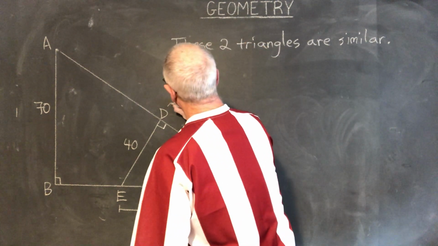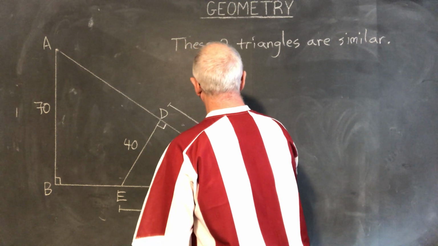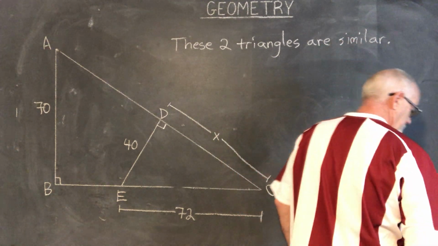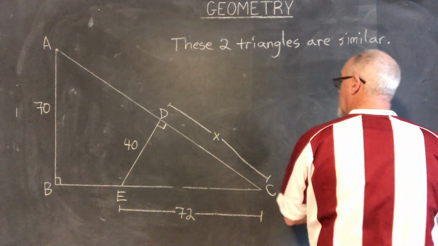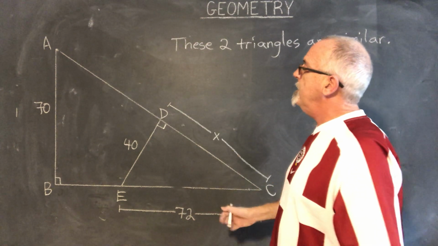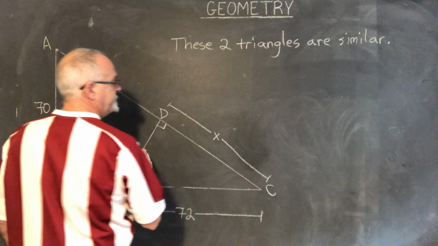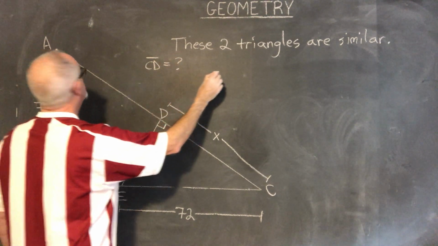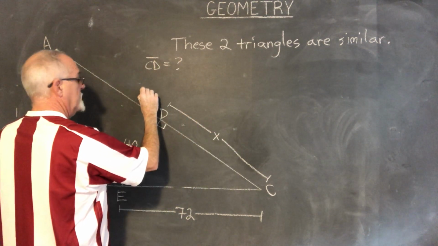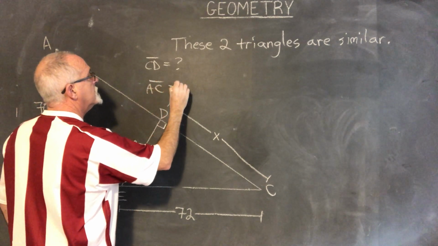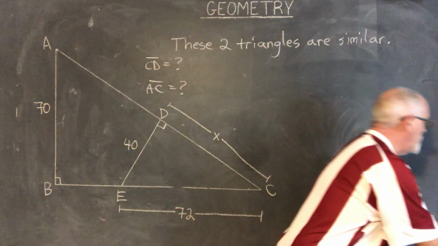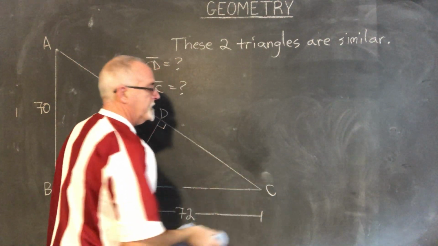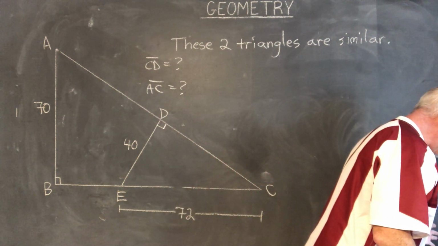So this one is a value I want us to find. I'll call it X. Those lines aren't drawn very well. And I also want to know the length of the entire hypotenuse AC. So I'll just say this: CD equals question mark and AC equals question mark. There, then we can see better what we need. We want to find those. And I'll get rid of this thing. Okay, I think I have everything I need now.